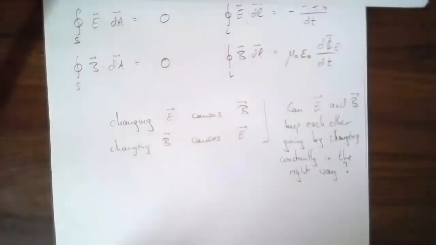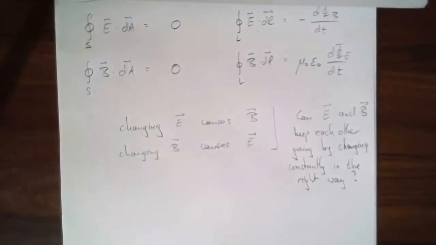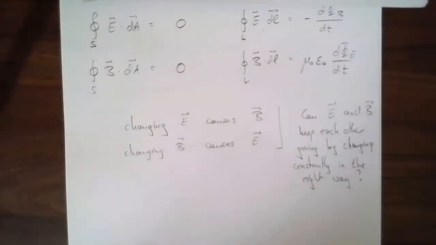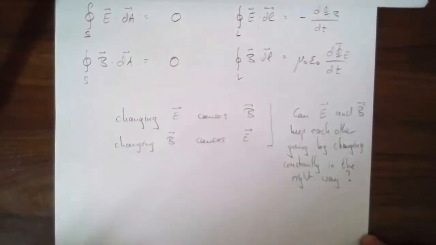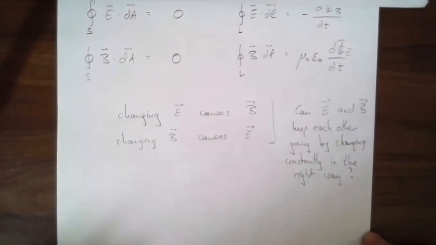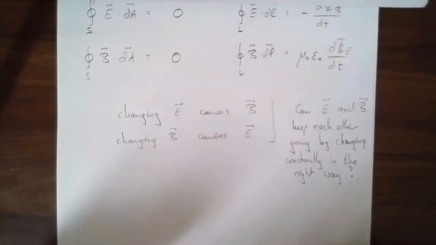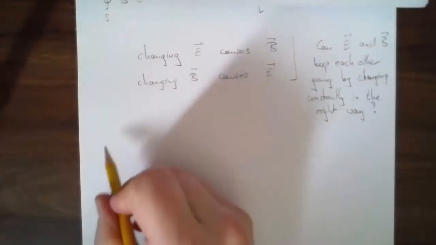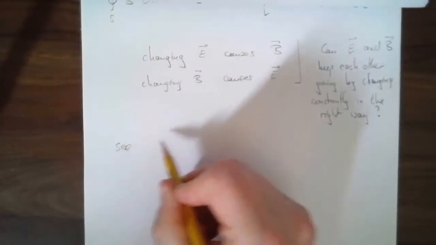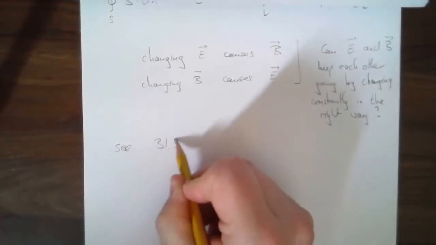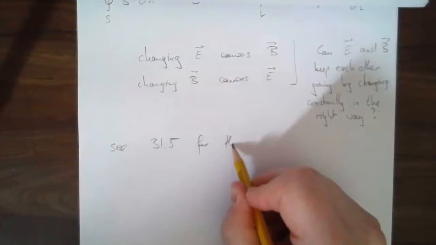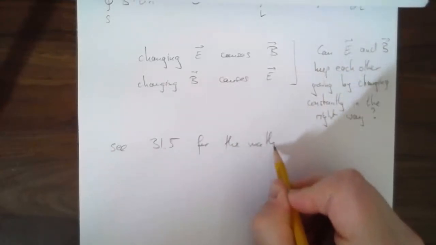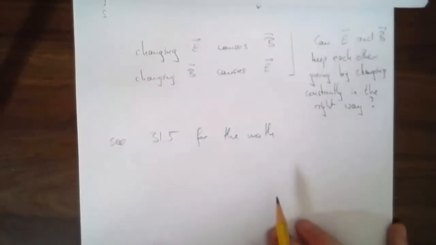I'm not going to prove this because the math is a bit involved. I refer to section 31.5 in the book, which does the math. It fudges a few points, but it kind of gets there. It fudges points because you need a bit more advanced calculus. So I'm going to say see 31.5 for most of the math.